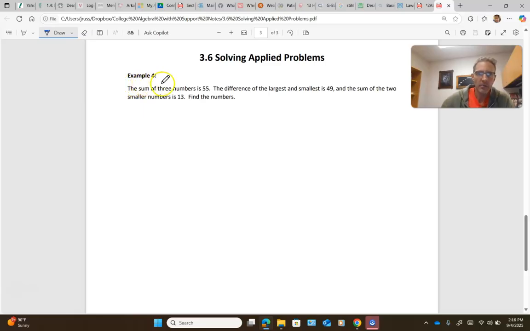It says the sum of three numbers is 55. The difference of the largest and smallest is 49, and the sum of the two smaller numbers is 13. So find the numbers. Alright, well, a picture is not really going to be apropos here. So let's go ahead and define our variables. So again, we're talking about three unknowns, three different numbers, right? So I'm just going to continue to use X, Y, and Z.